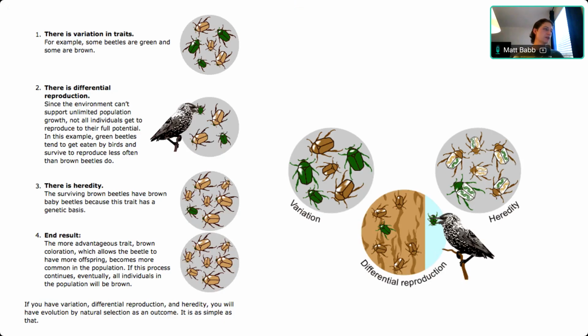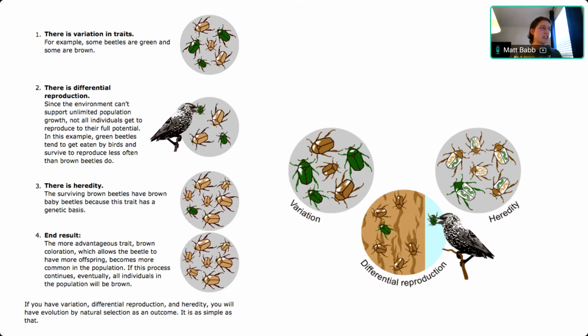Now, the surviving brown beetles then have more baby brown beetles, which then causes this sort of runaway selection of having more and more brown beetles in the population. And the end result is that we get an advantageous trait of brown coloration, which allows the beetle to have more offspring and become more common in the population. And if it continues for a very, very long time, you can get a runaway selection where all of the beetles are now brown. So this is just a very basic example that illustrates how a characteristic can evolve throughout time.